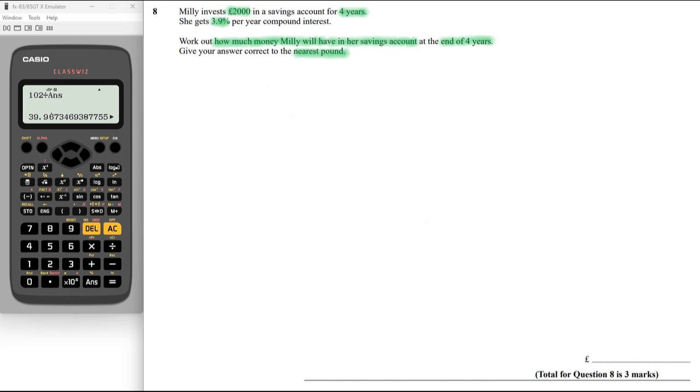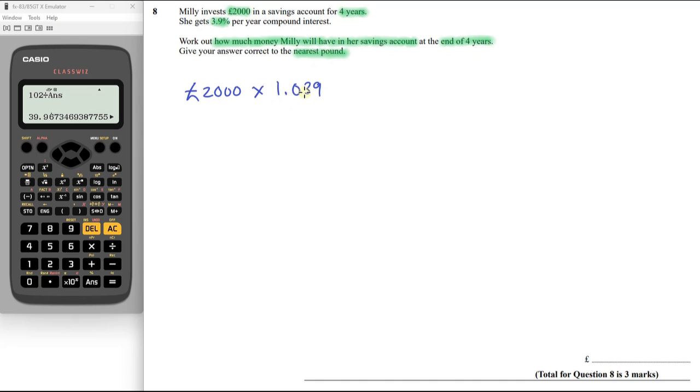Okay, so Millie is starting off with £2,000 in her savings account. And the interest she's getting is 3.9%. So let's think about what the decimal multiplier will be. Well, that is going to be 1.039. That represents a 3.9% increase. Now, we're doing that for 4 years.